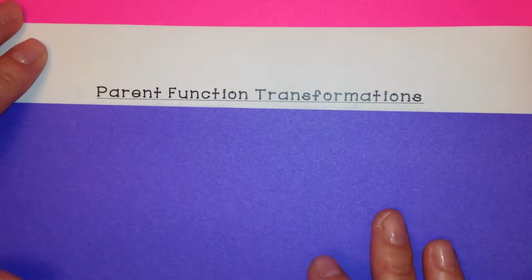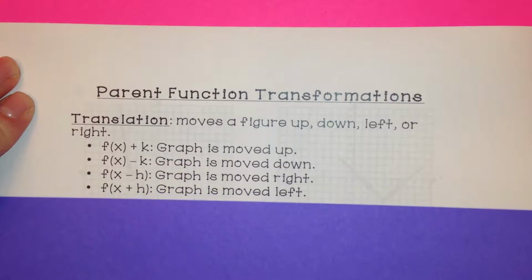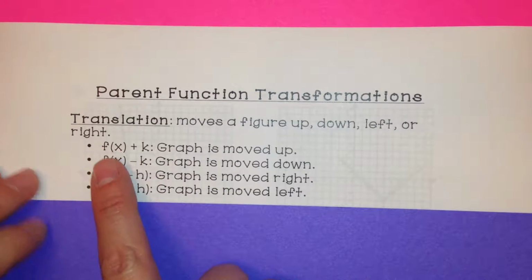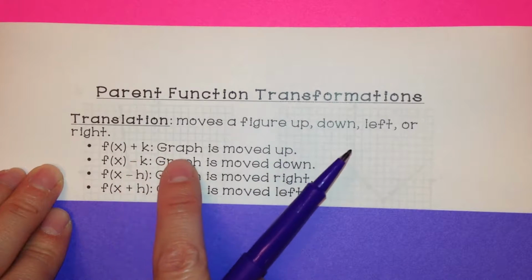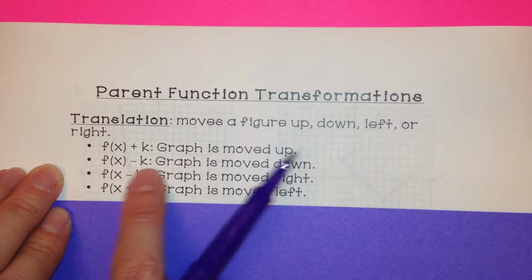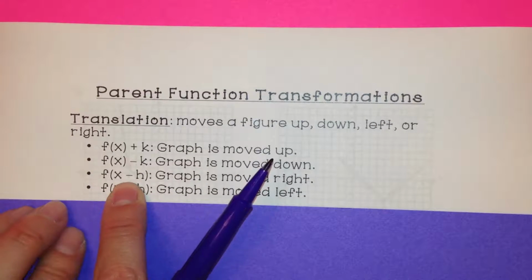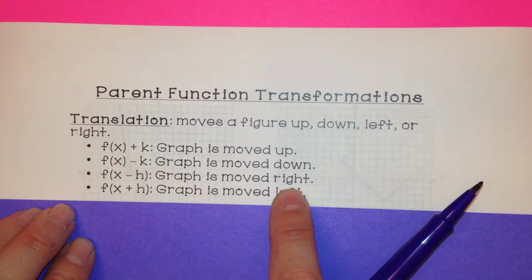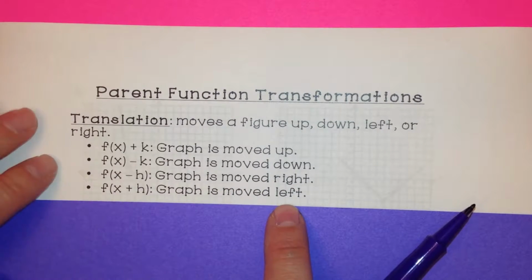This video is on parent function transformations. So a translation moves a figure up and down, left or right. If you have a value added on to your parent function, the graph is moved up; subtracted, it's moved down. If before you evaluate, you have a value subtracted from x, the graph is moved right. Added on to x, the graph is moved left.